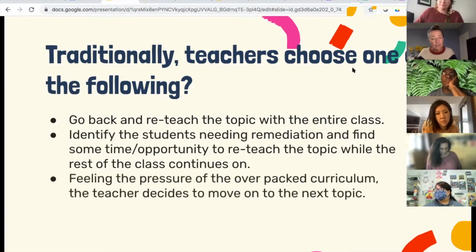Or, feeling the pressure of the overpacked curriculum, the teacher just decides to move on to the next topic because, sorry, we don't have time to go back. And this is a reality, right? Our curriculum is so overpacked, especially in distance learning where we have even fewer minutes or even fewer face-to-face opportunities with kids. So again, think about who might benefit and who might not benefit from a situation like that.